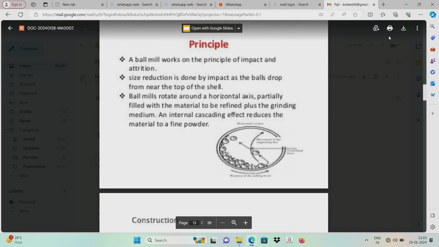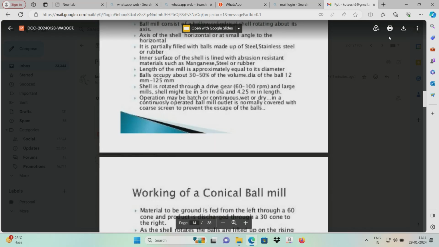Here I have given the principle of why we use ball milling: to get size reduction by the impact of the balls near the top of the shell. The smaller-size balls we get at the top of the shell.